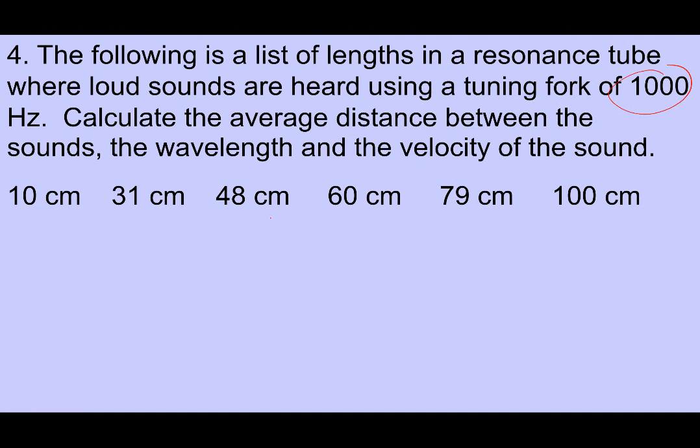So the loud spots themselves don't really matter. It's the distance between the loud spots that will help us find the wavelength. So 10 to 31, that's 21 centimeters. 31 to 48, that's 17. That's 12, that's 19, and that's 21 again. So would you say these experimenters did a very good job? I would say no, because the distance between loud spots is supposed to be consistent. So the 21, the 17, the 19, and the 21, you could say that those are good numbers, but then the 12 in the middle is a little off.